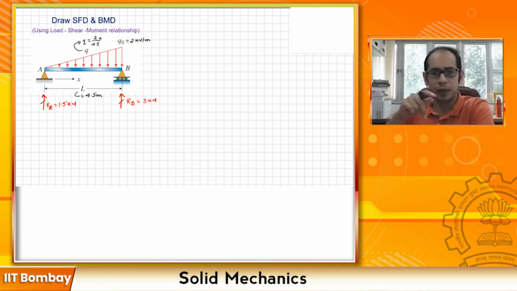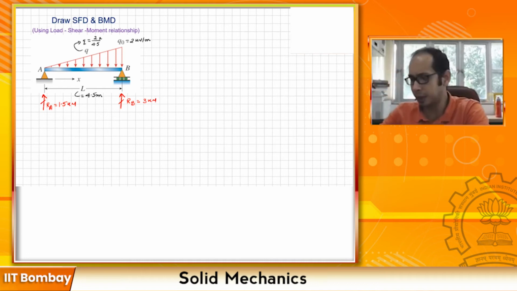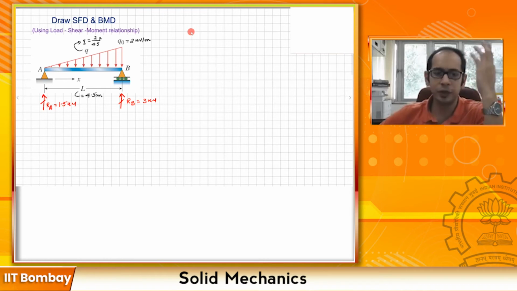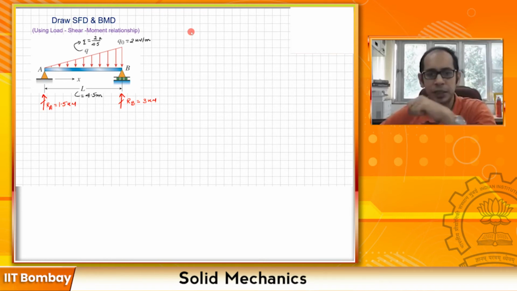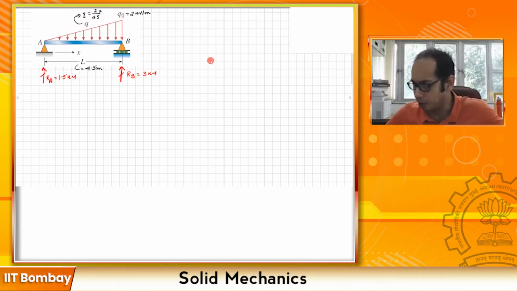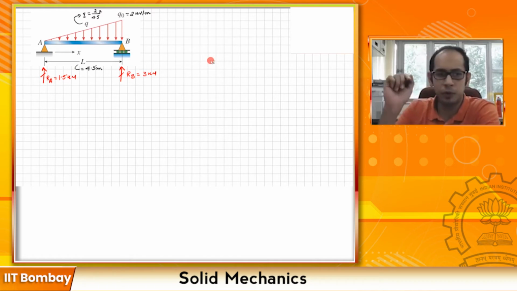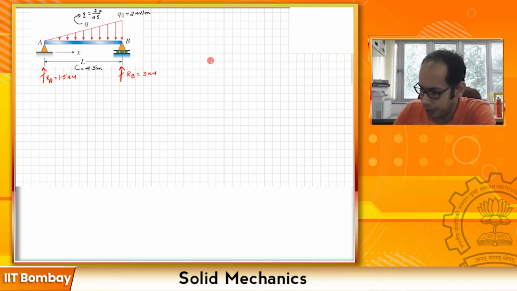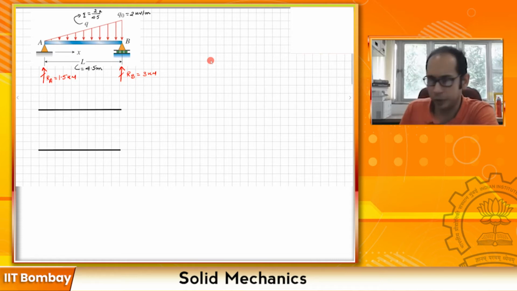Now for this problem, unlike the previous ones, I haven't written out the relationships, so that slowly you get a hang of things and have in your mind what those relationships are. So we will directly jump into using those relationships. Let me mark the beams where I'm going to draw the shear force diagram and the bending moment diagram. My shear force diagram I will draw on this beam, and I'm going to use this one for my bending moment diagram.